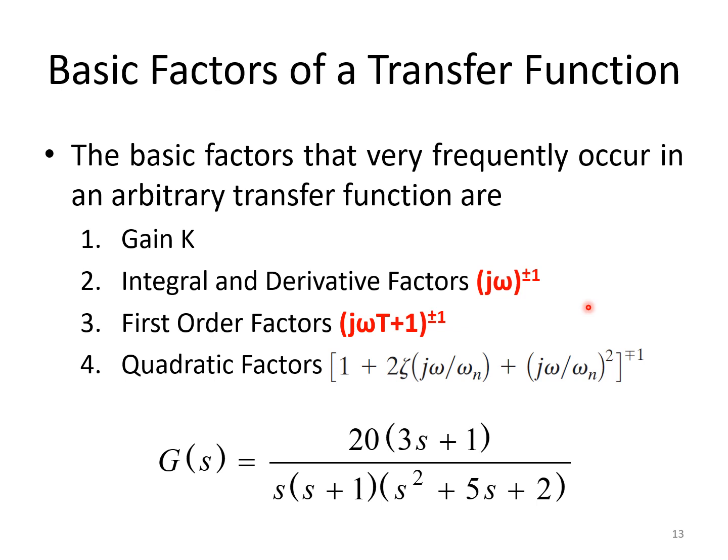Let's understand these four factors by taking an example. G of s is given as 20 into (3s plus 1) divided by s into (s plus 1) into (s square plus 5s plus 2). This is the open loop transfer function I have, for which I need to determine all these factors. According to this, the constant 20 is taken as the gain, and the term 3s plus 1 is treated as a first order factor. s is treated as your integral factor, s plus 1 is treated as your first order factor, and this is your quadratic factor, after replacing s with j omega.